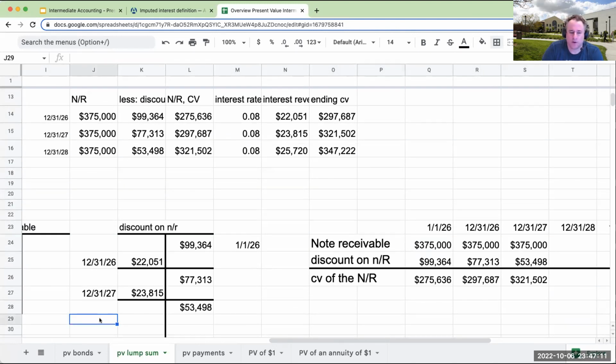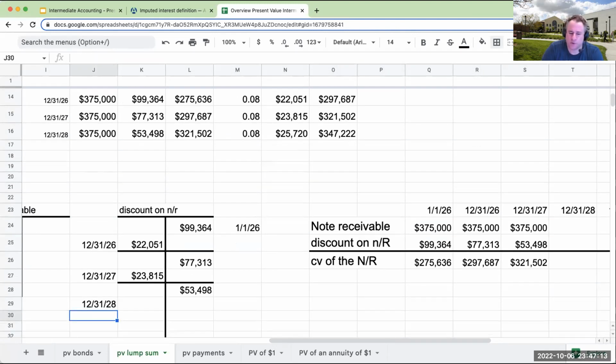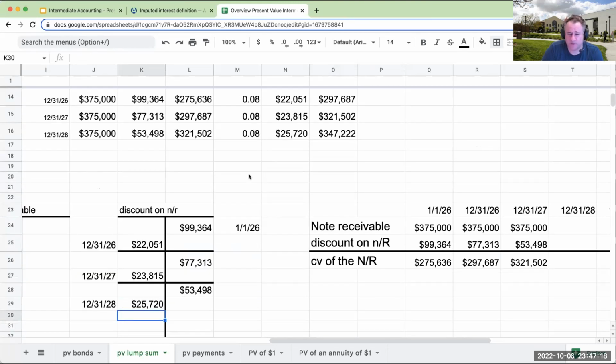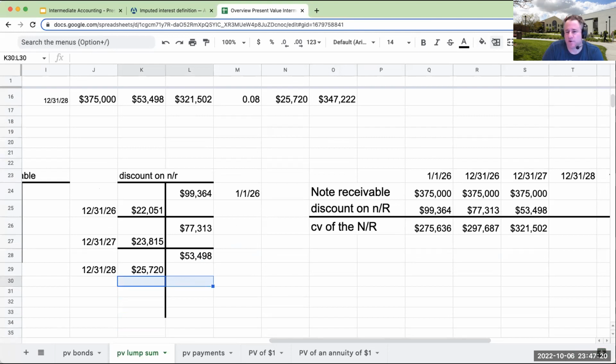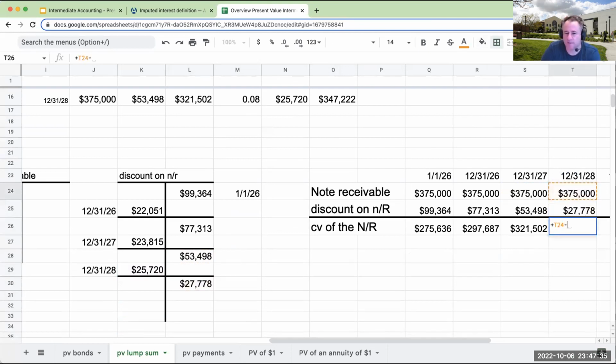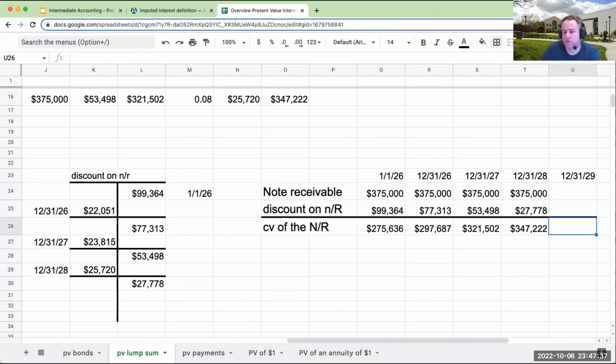Come down over here, 12/31/28, basically debiting this discount on notes receivable. So now my discount on notes receivable, right, it's getting closer to 0. That's what we want. So over here, it's now at $27,778. So my discount on notes receivable is now $27,778, and my carrying value of my note receivable is $347,222.